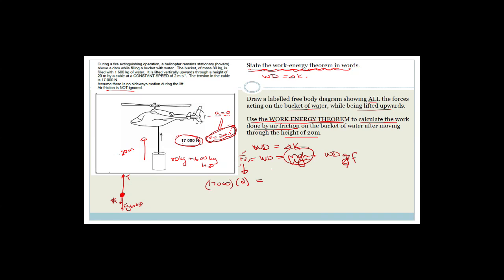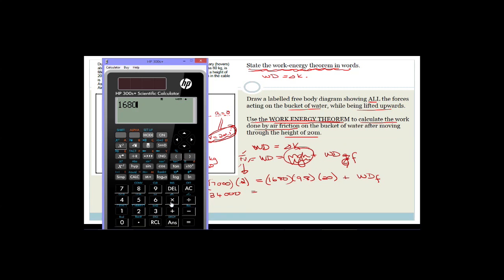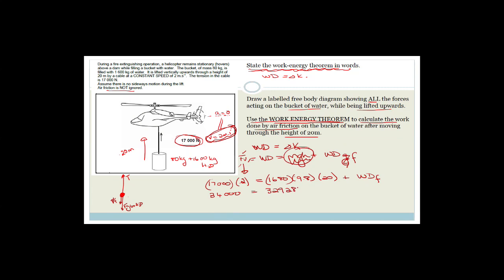That is going to equal the potential energy I've gained, which is the mass of this together, 1,680, times the gravity acceleration, 9.8, times the height I've gained, which is 20, plus the work done against friction. Otherwise all of this would be converted into that. So this is 34,000, and obviously I need to put this in a calculator because I can't work it out. It's 1680 times 9.8 times 20, which is 329280, plus the work done against friction. So we obviously need to subtract those.